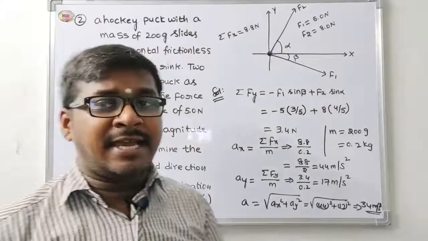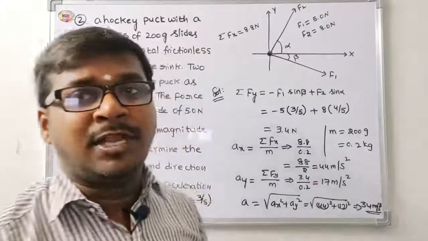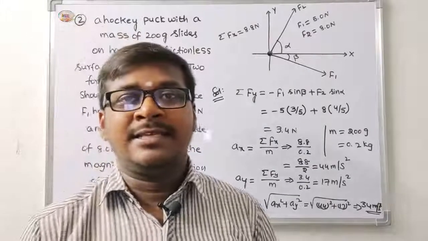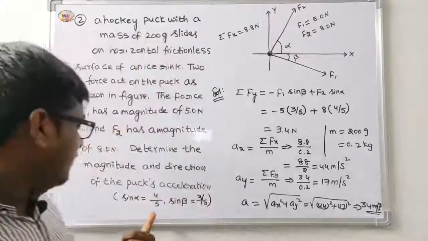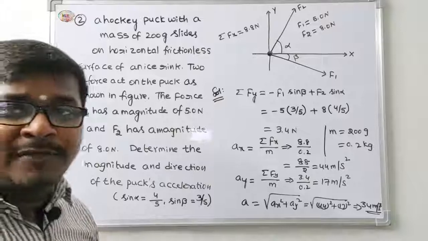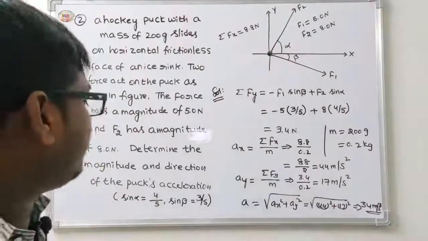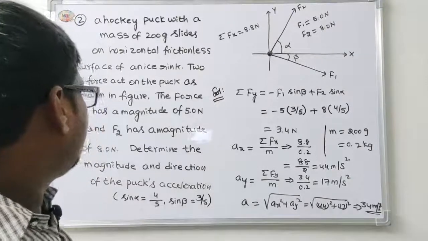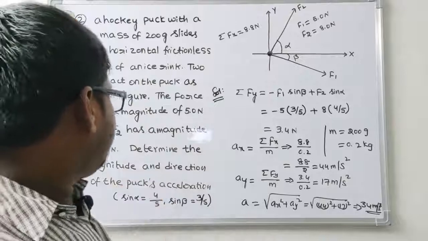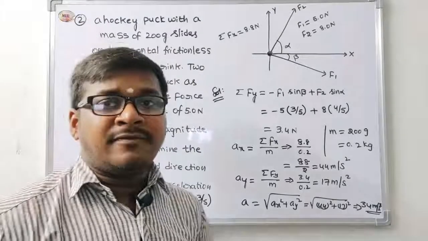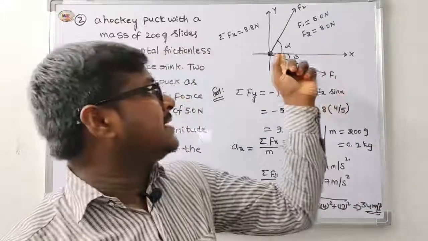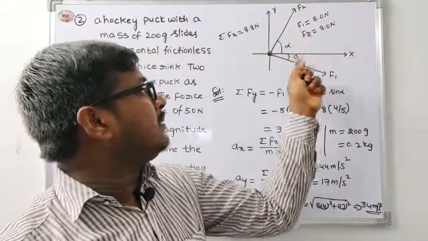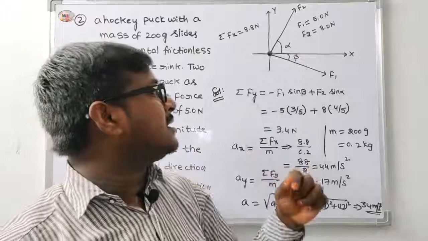One force F1 is 5 Newton, and F2 is equal to 8 Newton, making angles alpha and beta. In this problem, sin alpha is equal to 4 by 5 and sin beta is equal to 3 by 5. Determine the magnitude and direction of the acceleration of the puck. In this diagram, there are the two axes, x and y axis.